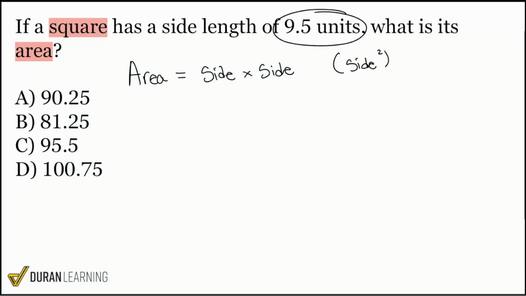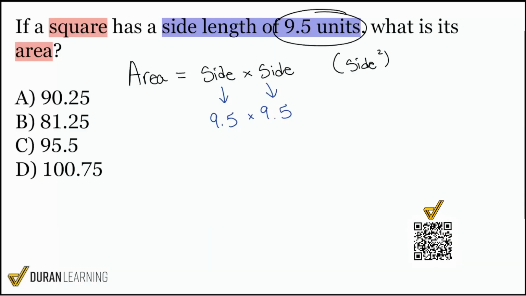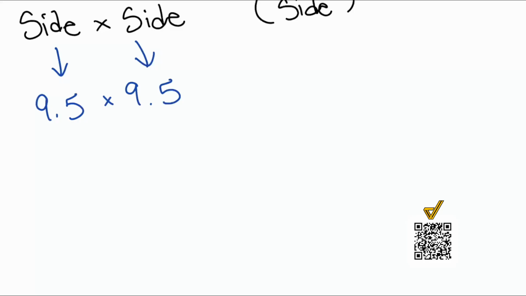When you take a look at this, you are pretty safe in knowing that all you need to do is plug in the side, which is already given to you right here. So let's plug it in and let's solve. 9.5 multiplied by 9.5. So with that, I'm going to zoom in over here on the side, and we're going to calculate this. But I'm going to remind you that there are rules to multiplying with decimals. So let's write this out over here.